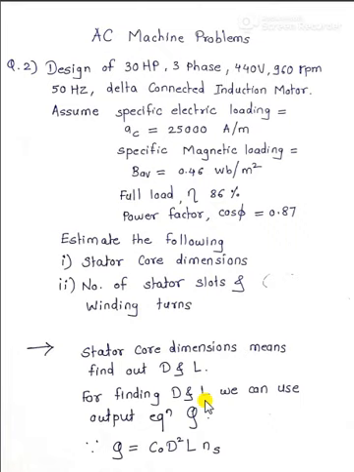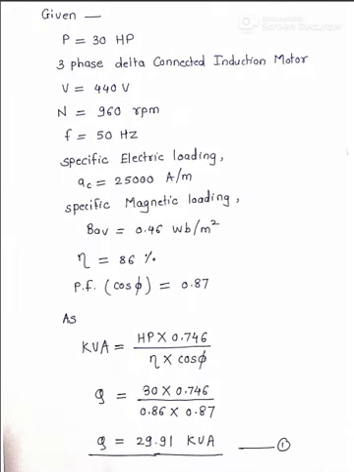For finding diameter and length, we can use the output equation, capital Q. As we already know, capital Q is C naught D square L NS. Next, we will write down the given quantities. Power is given in HP, so P is 30 HP. Power is not in kilowatt, it is mentioned in HP, that is horsepower.